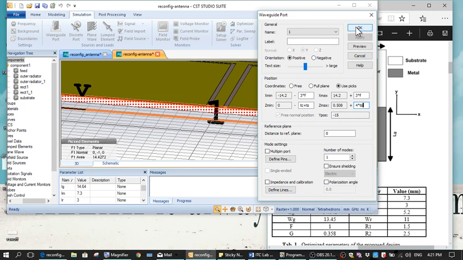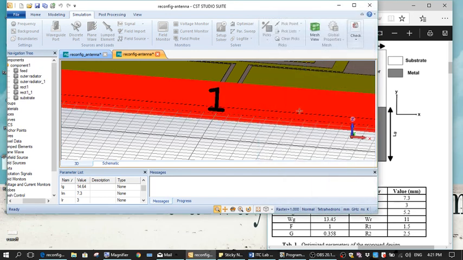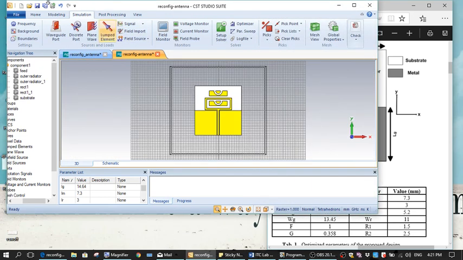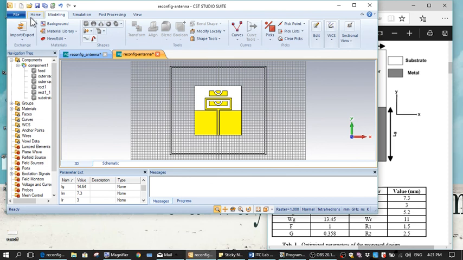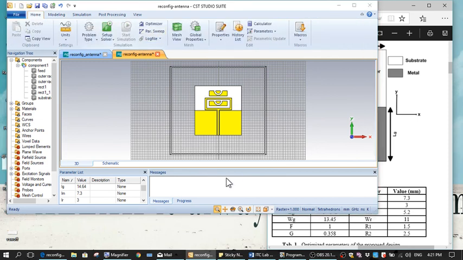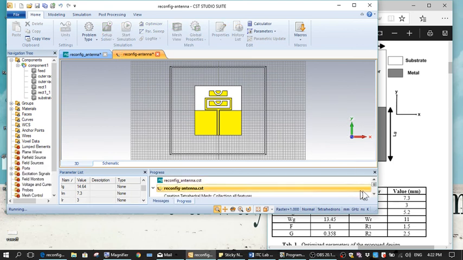Okay, so you will set it and press 5. Now you need to simulate. For that you will start your simulation. So the simulations have started and we will meet at the results.